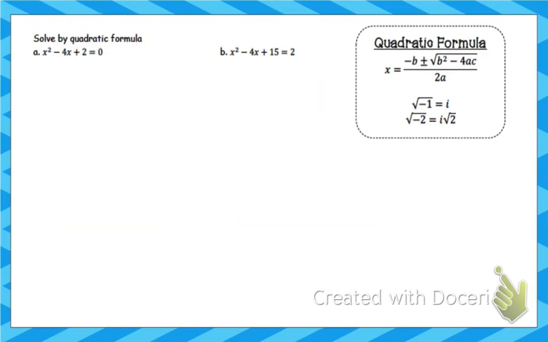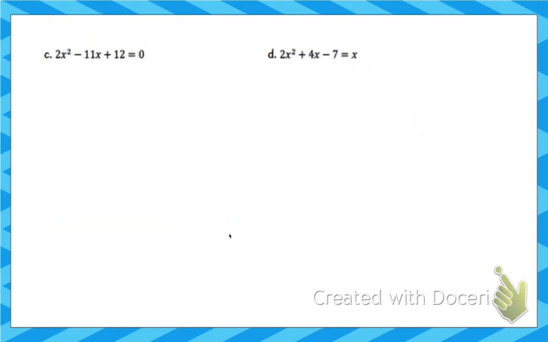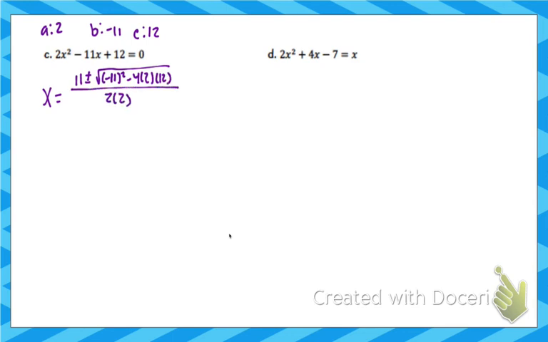All right, let's look at one more. All right, so I'm going to go ahead again. My a is 2, my b is -11, and my c is 12. It's already equal to 0. So x equals negative b plus or minus the square root of b squared minus 4ac all over 2a.